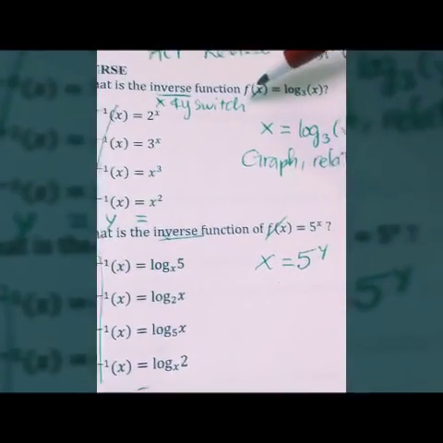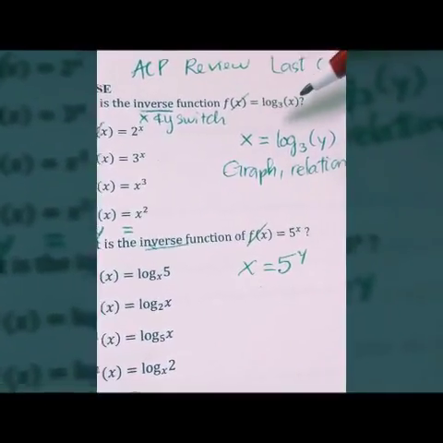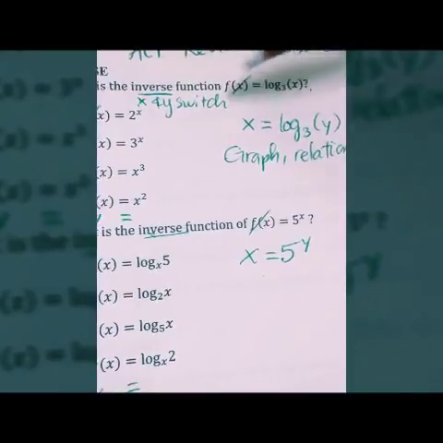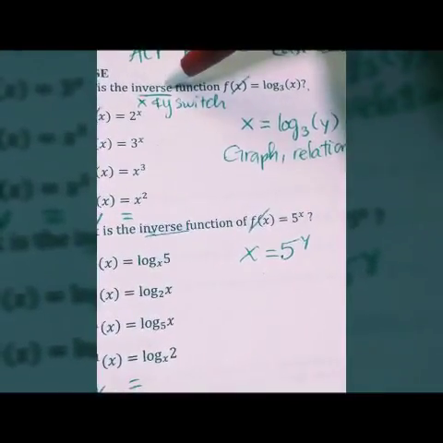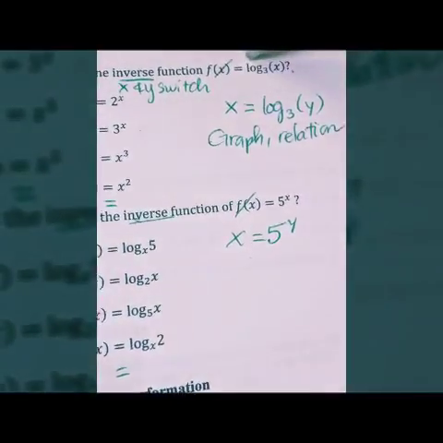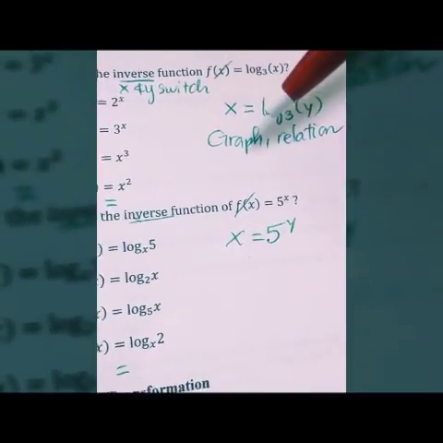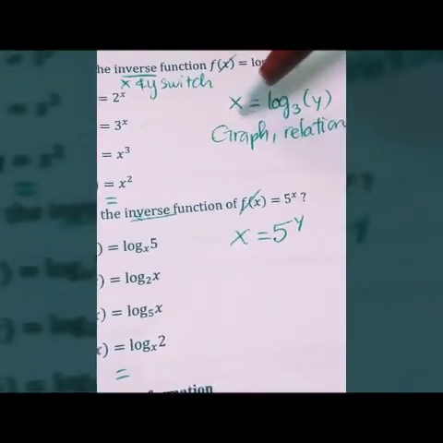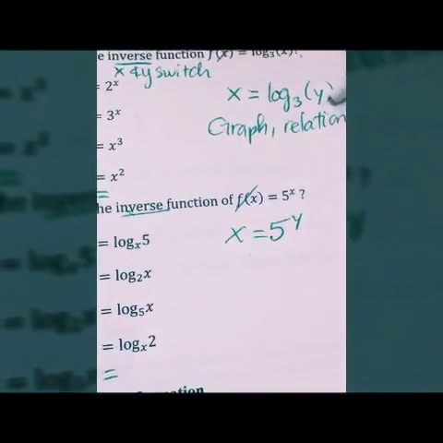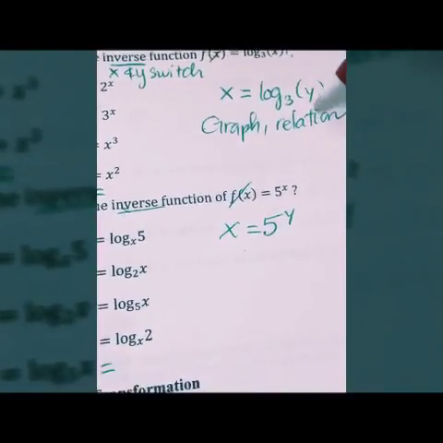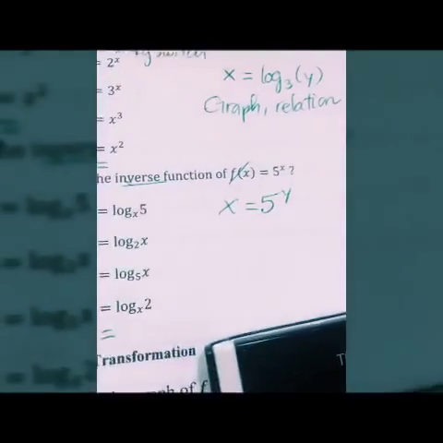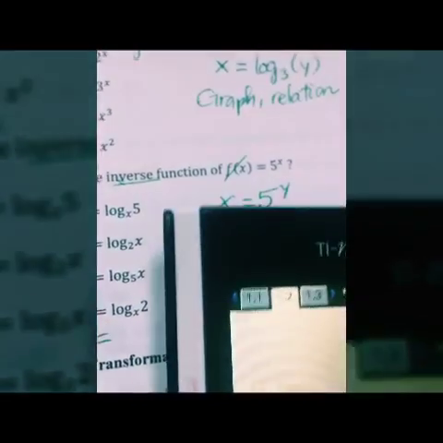What is the inverse function of f of x equals log base 3 of x? So, the very first thing we need to remember is inverse means x and y switch. That means first we're going to switch the given function into x equals, and then log base 3, the x becomes the y, so x equals log base 3 of y. And to graph this one, we need to go into relation and graph it.